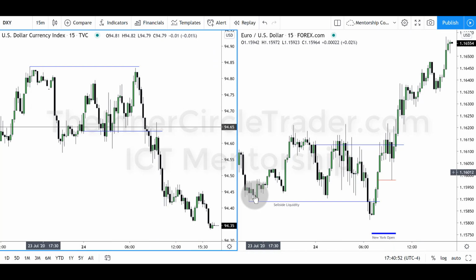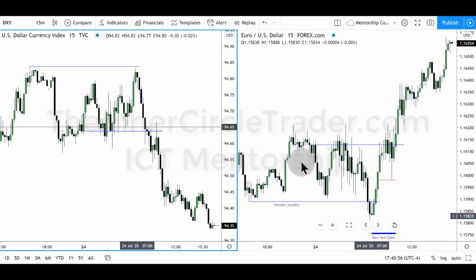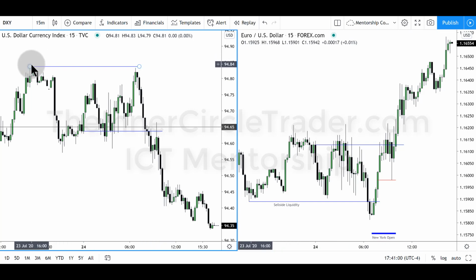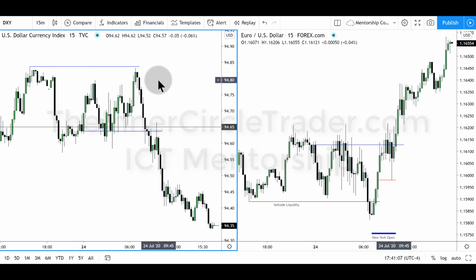Okay, so SMT divergence is the low and lower low on euro, which should have been seen with a higher high here versus this high. But because it didn't do that, that's a crack in correlation. It shows there's underlying weakness in dollar. So if that's the case, we go into the marketplace and we look for things that would justify being a short. So in this case here, we can see a breaker.